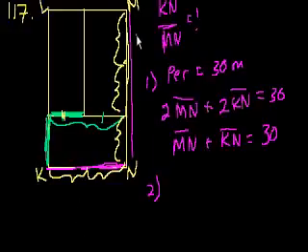So the ratio of KN to MN, it doesn't matter what units you measure in, you just want to get the ratio. So the ratio is going to be equal to 2 to 3. So statement 2 alone is sufficient to solve this problem. Next question.